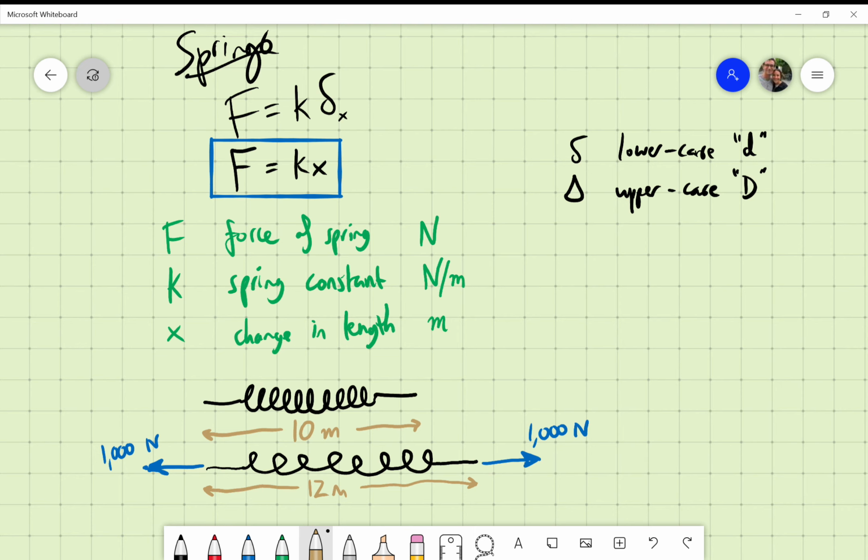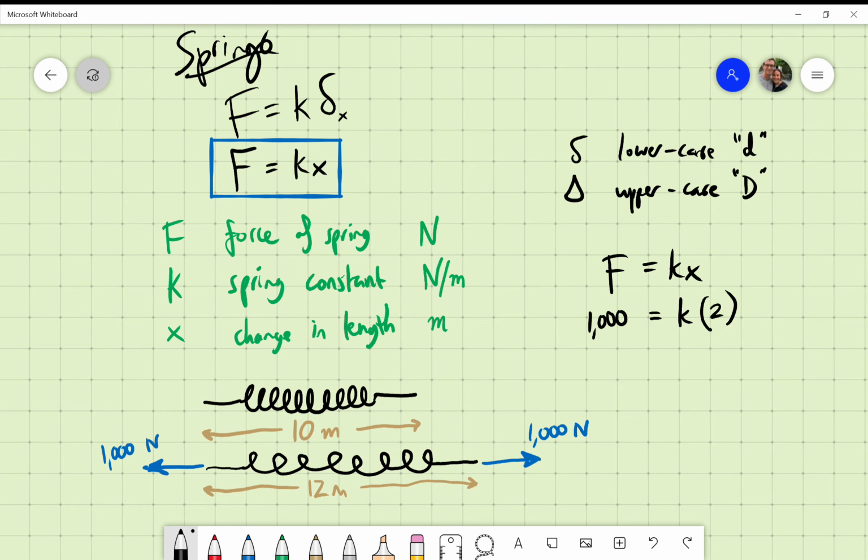So we can throw this into our spring formula, F equals Kx, or delta X, according to the book. The force that we applied was 1,000 newtons. The spring constant, we actually don't know that. That's K. That's what we're going to find out. The X is how much the spring's length changed. 2 meters. Okay, it went from 10 to 12.